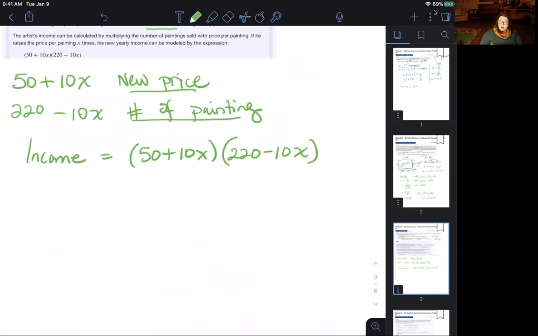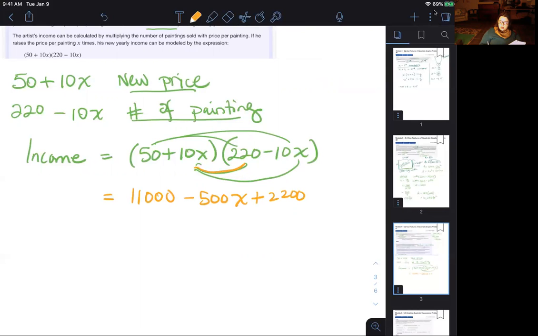So once we FOIL this out, we're going to get 50 times, well, I already did the 50 times 220, didn't I? This is equal to 11,000. That was the income that they would have earned. And then we have minus 500x plus 2,200x. And then the last term would be minus 100x squared. So this is their income.